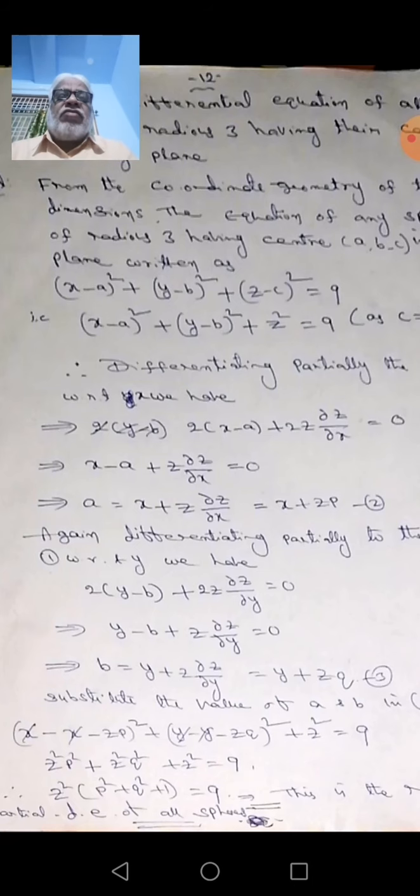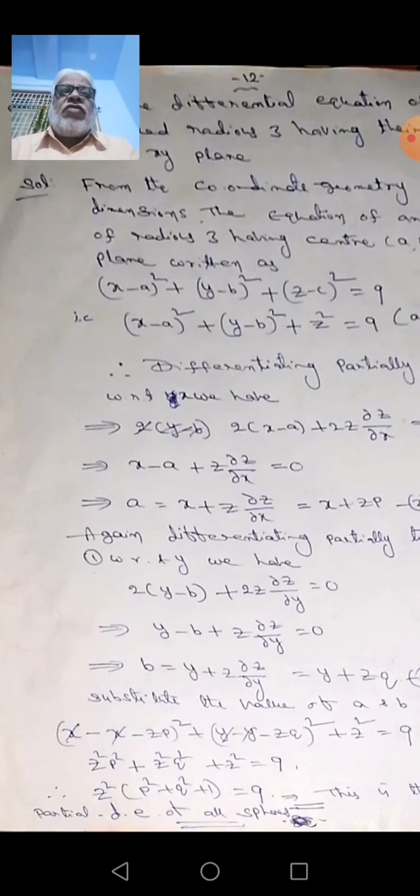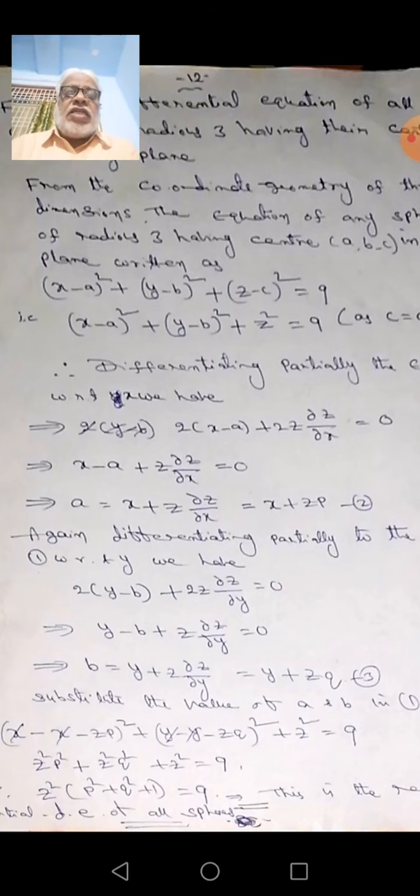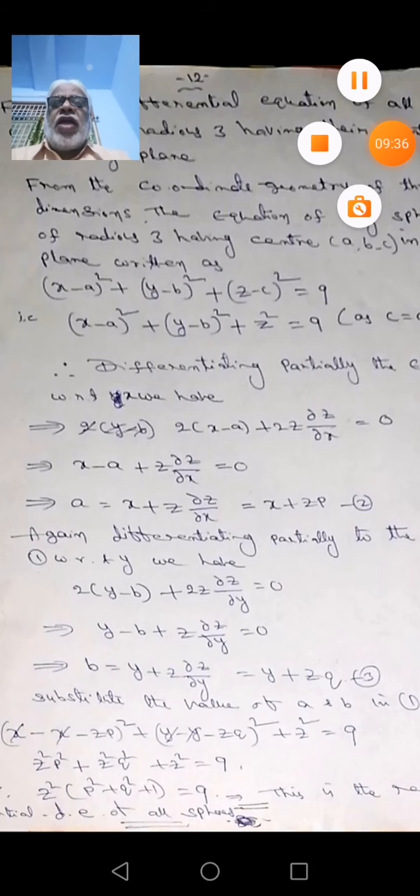So what is the question here? The given equation is in geometrical, that is, algebraic terms: (x minus a) whole square plus (y minus b) whole square plus (z minus c) whole square is equal to 9. This is the sphere equation with center (a, b, c), but a, b, c are constants which we have to find and substitute in this equation. But c is equal to 0 already, because the center is in the xy plane, so the center is (a, b).